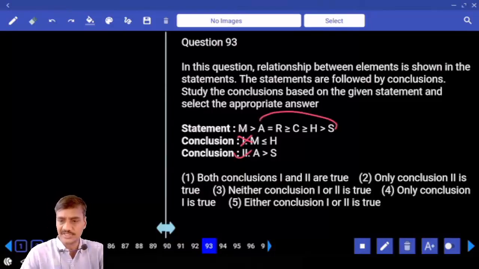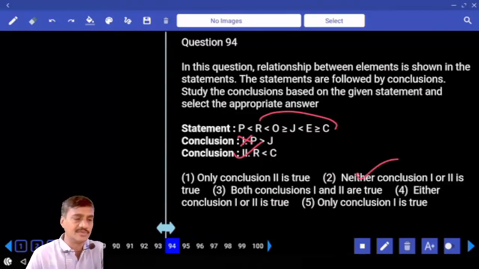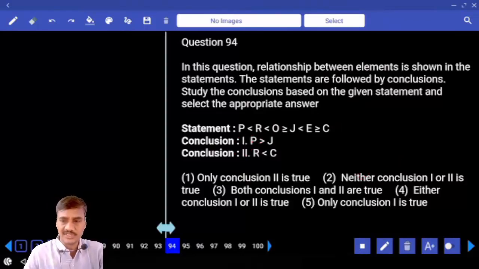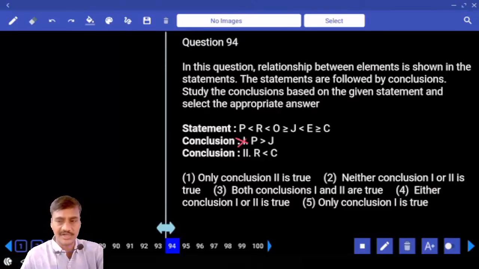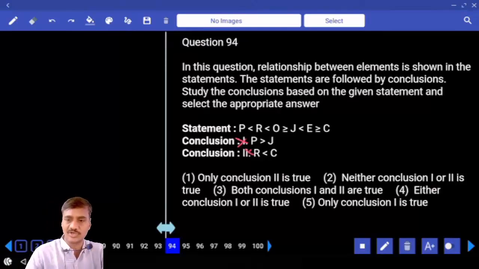Now A greater than S is 2, only 2 follows. Only 2, choice 2, question number 93. And 94. Now in this 94, P and J. Now the relation between P and J, two opposite symbols, no relation. R and C, lesser than, greater than, two opposite symbols, no relation. Neither one nor two, choice 2, question number 94.